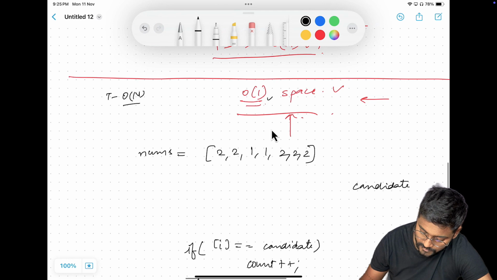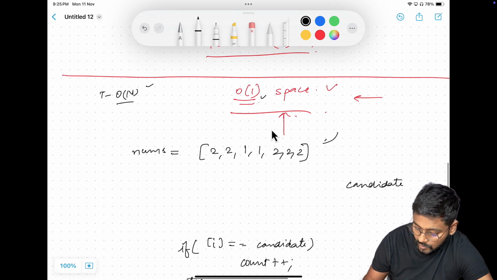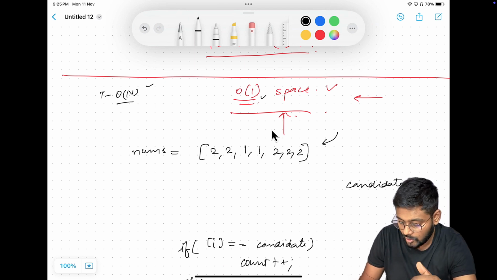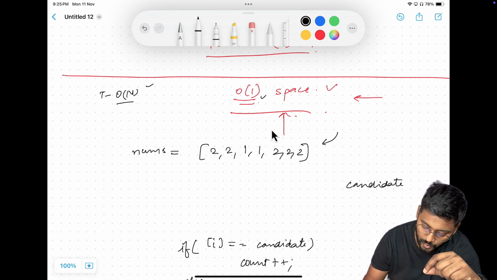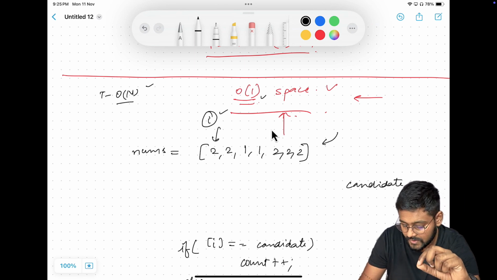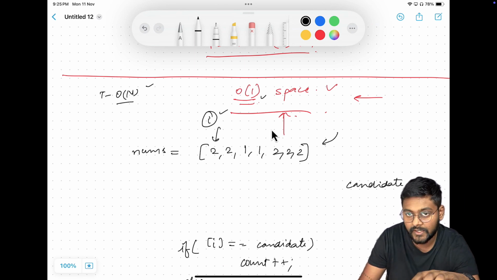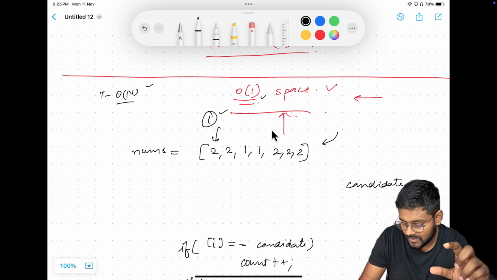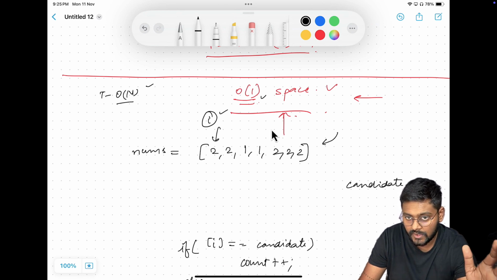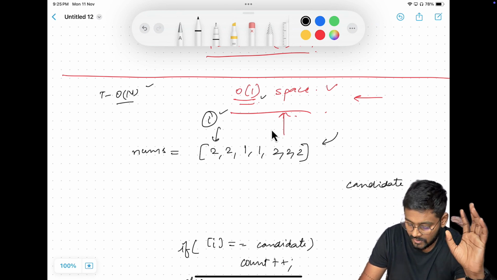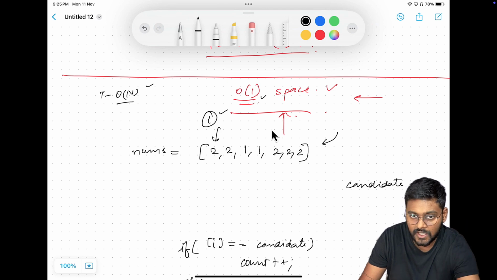Now we are going to solve this problem in order of n time, but with constant space. Here we are going to cover the Boyer-Moore voting algorithm. The intuition behind this algorithm is that we are going to start with i, and we will consider this ith element as a candidate of our answer. You can say that we have pre-assumed that the ith element is our answer. If the ith element is our answer, its count is definitely going to be greater than n by 2.